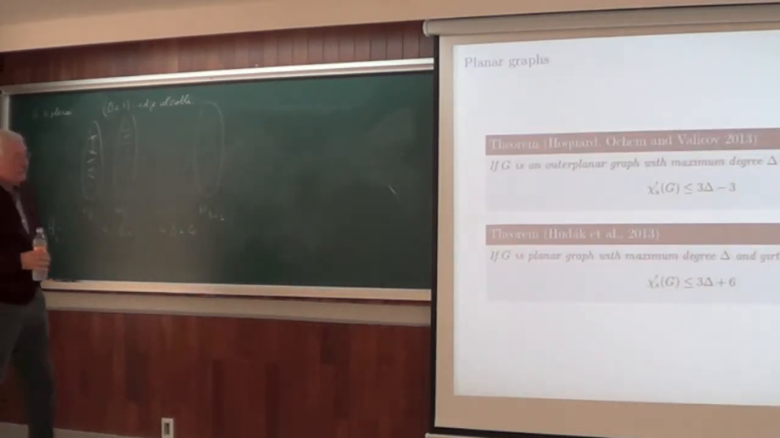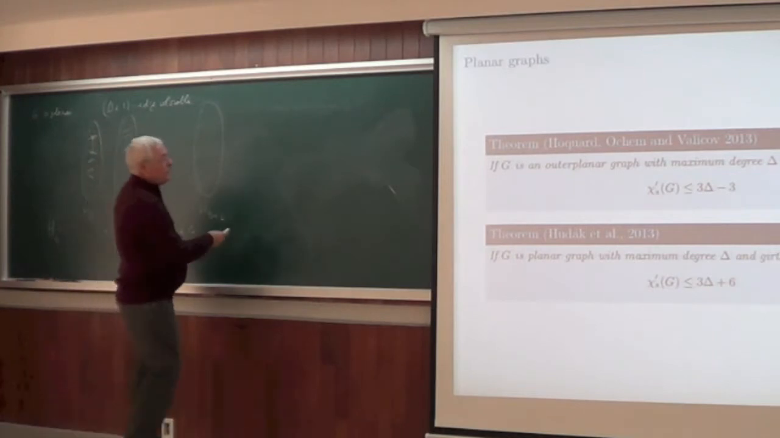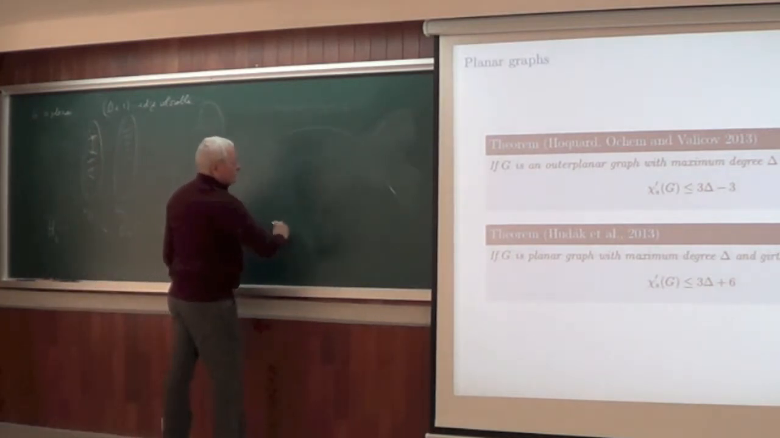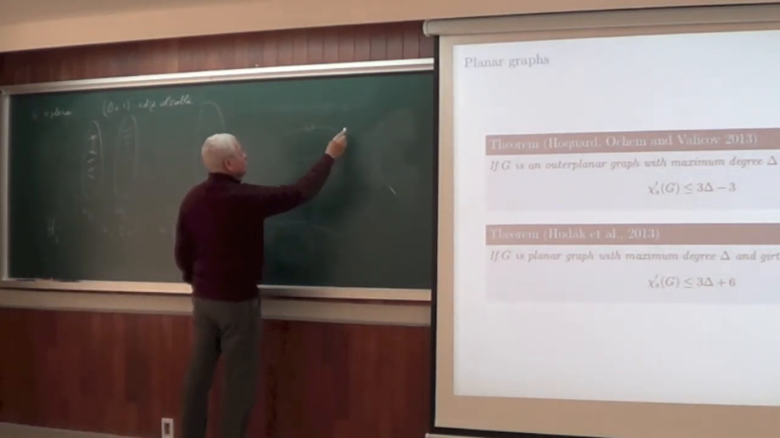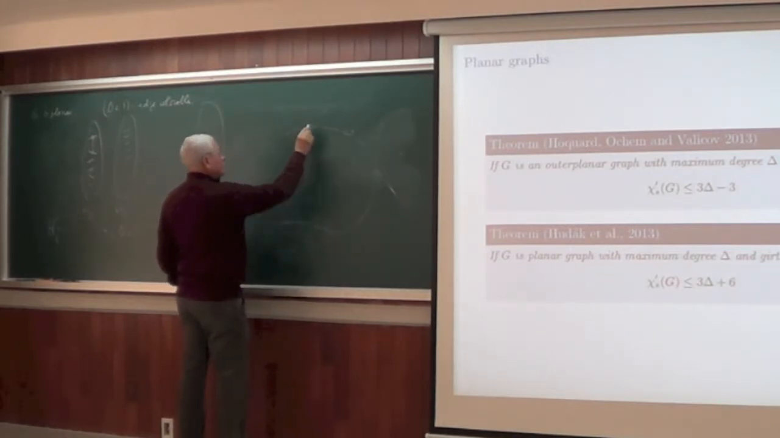Okay, so Okarochem and Valikov prove that if the graph is outerplanar with maximum degree delta, then the strong chromatic index is at most 3 delta minus 3. Outerplanar means a planar graph where we can draw all the vertices on the exterior face, with edges between them, without intersection.